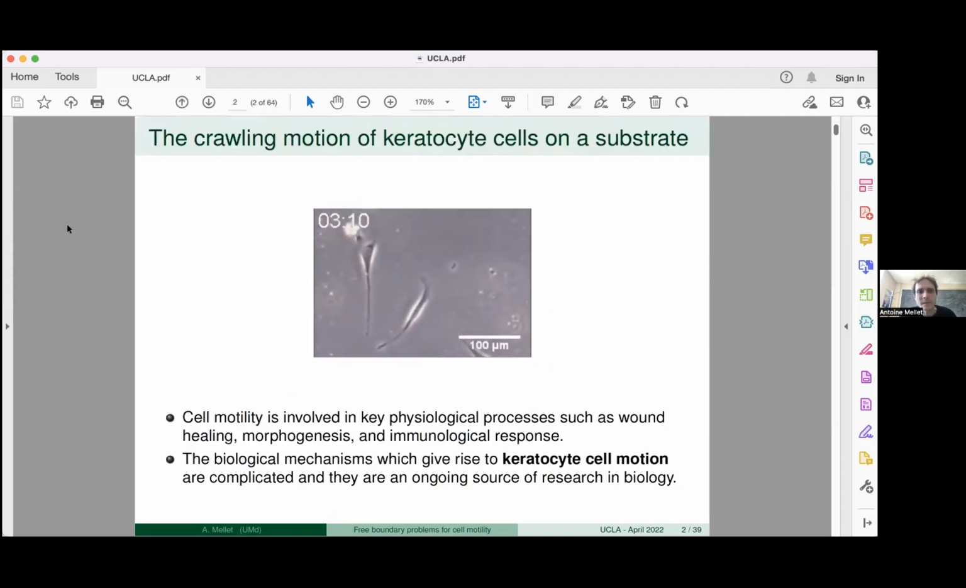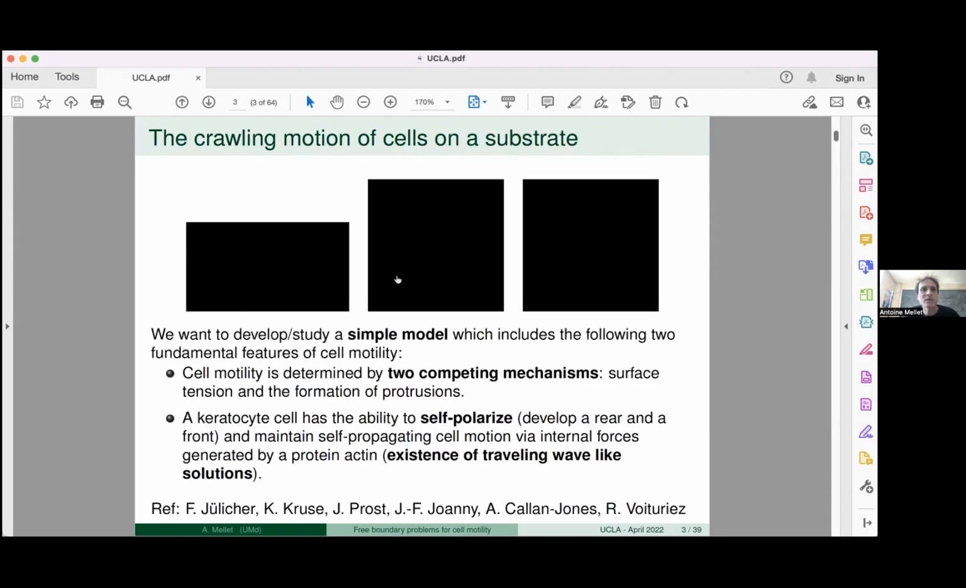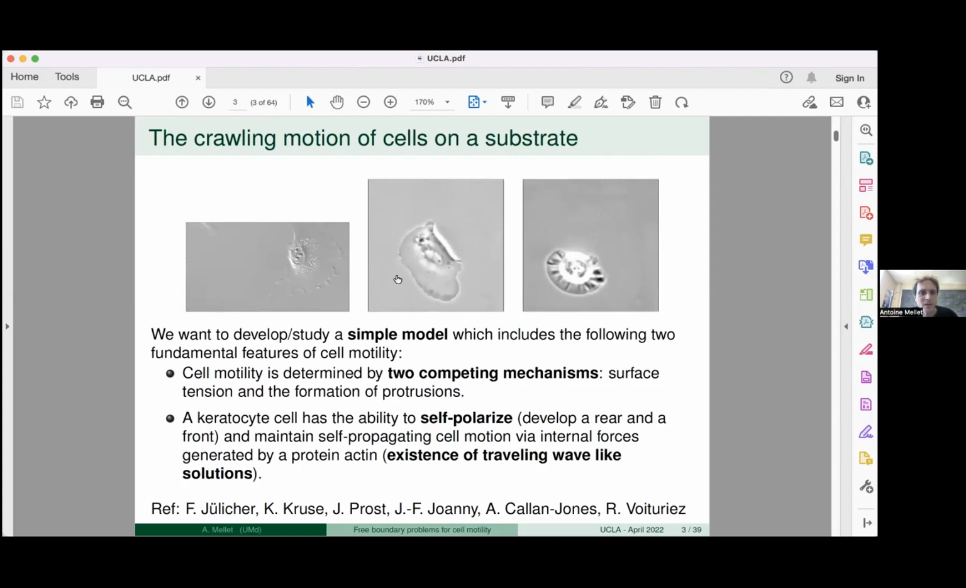So the basic thing that we were trying to do was come up with a relatively simple model to describe cell motility. So cell motility is an important feature in biology that is fairly complex and that is still being researched. And so here you have a little movie that shows sort of what we're after, and here are more movies.